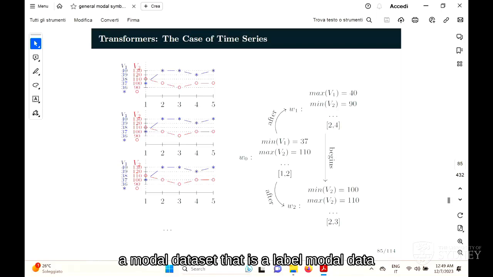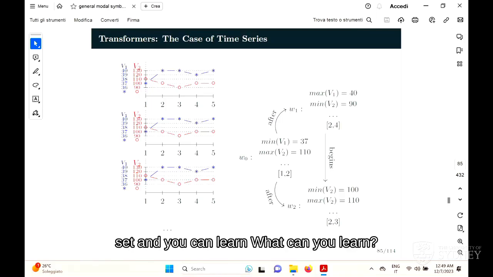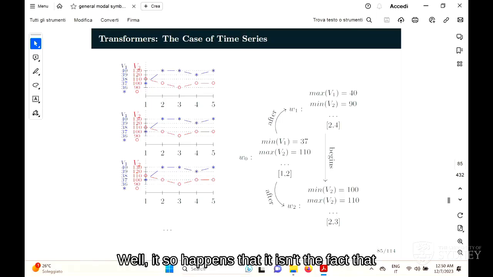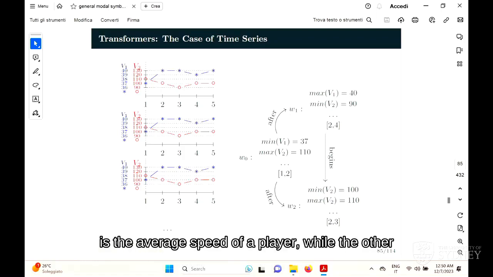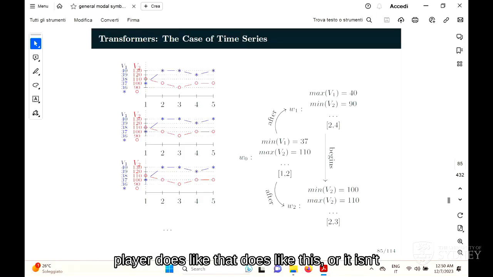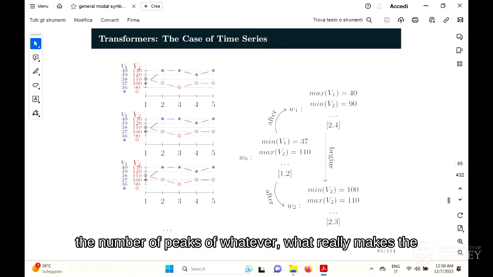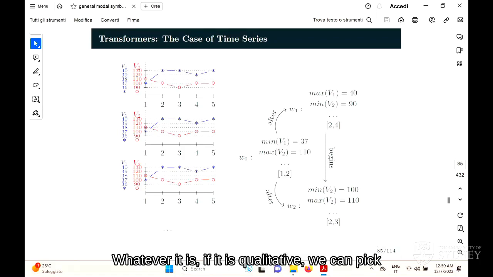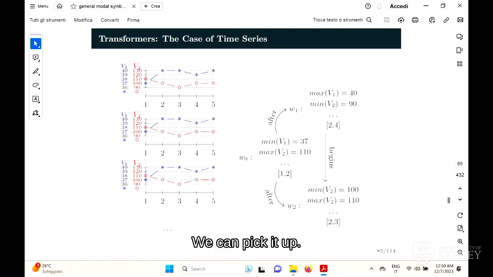Then there is a labeled model data set, and you can learn. What can you learn? Well, it so happens that it isn't the average speed of a player, but the average speed of a player while the other player does something like this. Or it isn't the number of peaks of the pH, but the number of peaks of pH before the number of peaks of whatever, that really makes the difference. Whatever it is, if it is qualitative, we can pick it up.